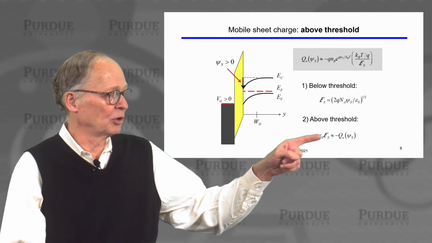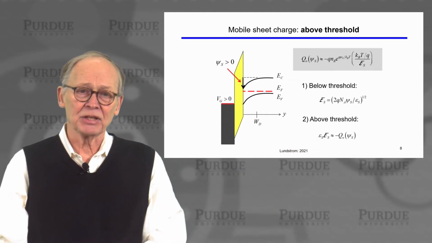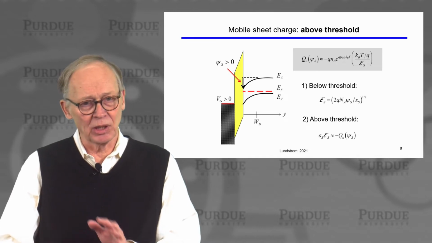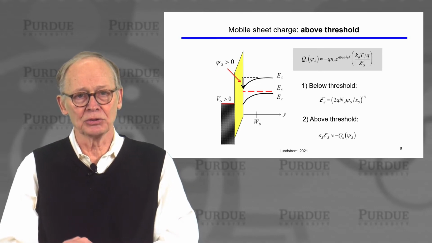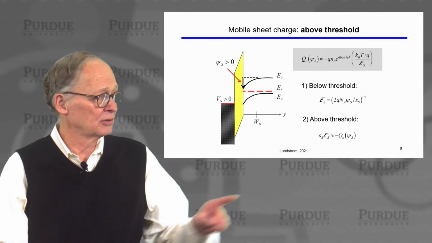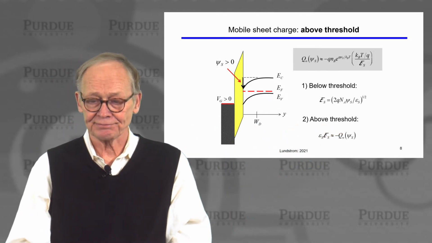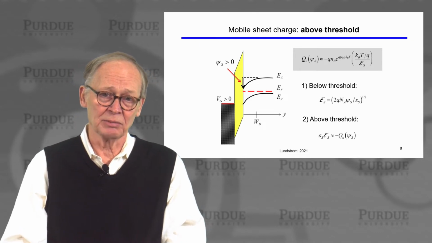We can say that the normal displacement field right at the surface of the silicon is equal to minus the charge in the silicon. And well above threshold, the charge in the silicon is virtually all due to mobile electrons. So we can write the charge in the semiconductor is just Q sub n. That's an approximation, but a good approximation if we're well above threshold.